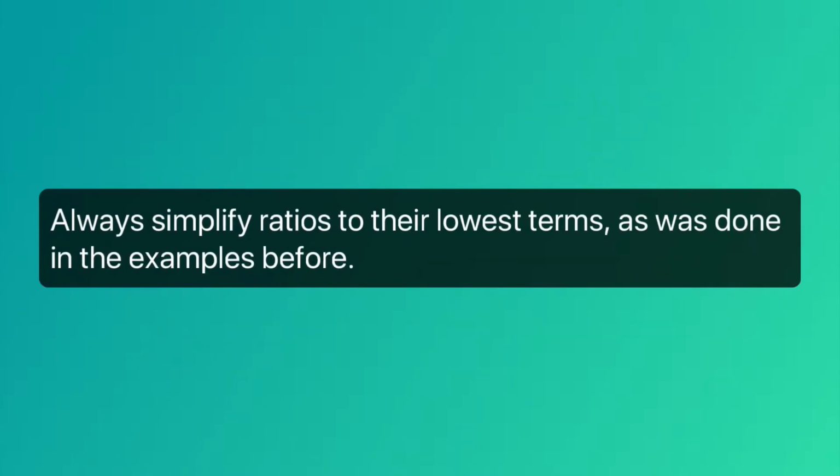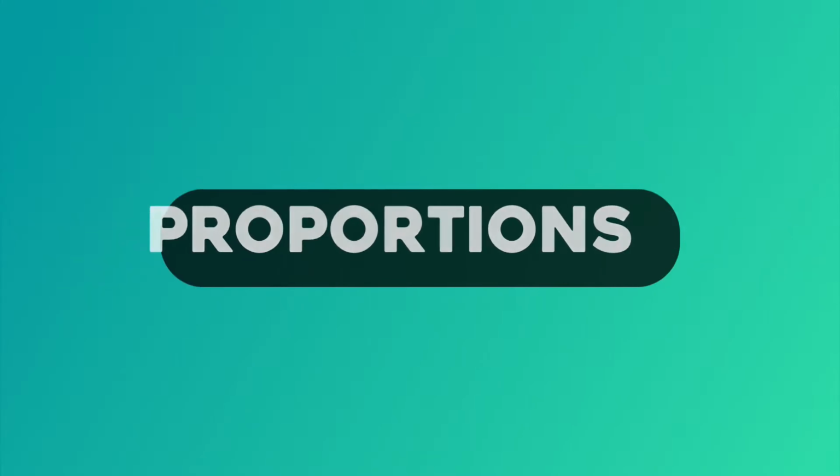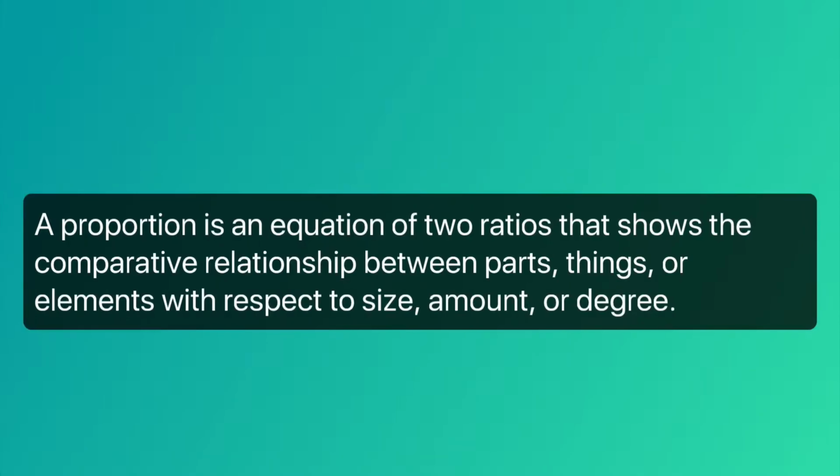Always simplify ratios to their lowest terms, as was done in the examples before. Proportions. A proportion is an equation of two ratios that show the comparative relationship between parts, things, or elements with respect to size, amount, or degree.